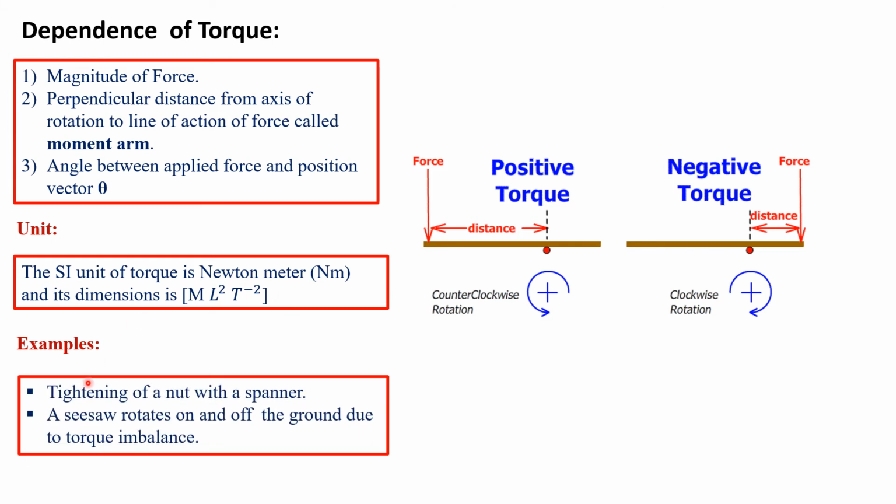Examples. Tightening of a nut with a spanner. As we saw in the previous slide, we can tighten a nut with the help of a spanner, and torque is generated due to the applied force, because the applied force produces torque or rotation about a fixed point on the nut. A seesaw rotates on and off the ground due to torque imbalance.